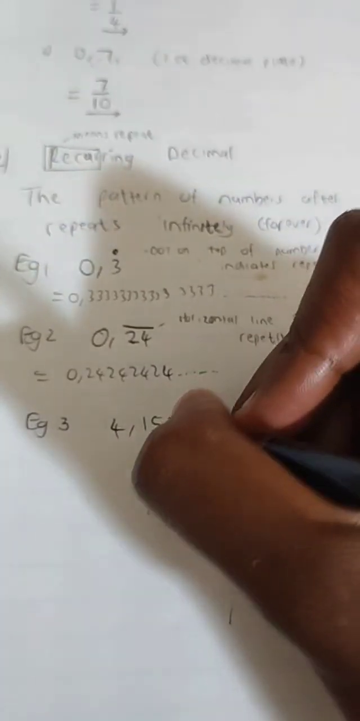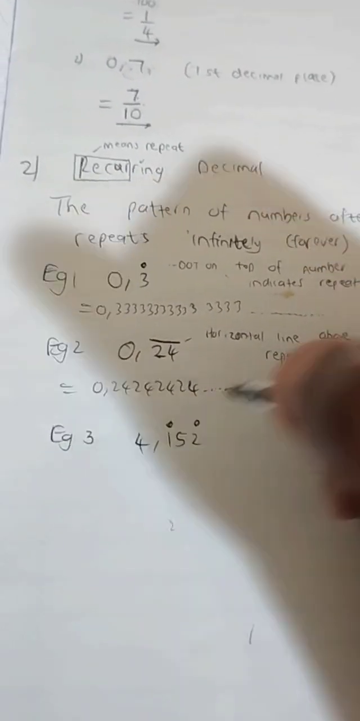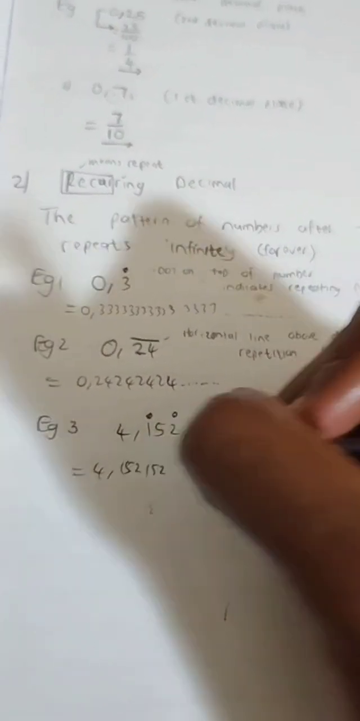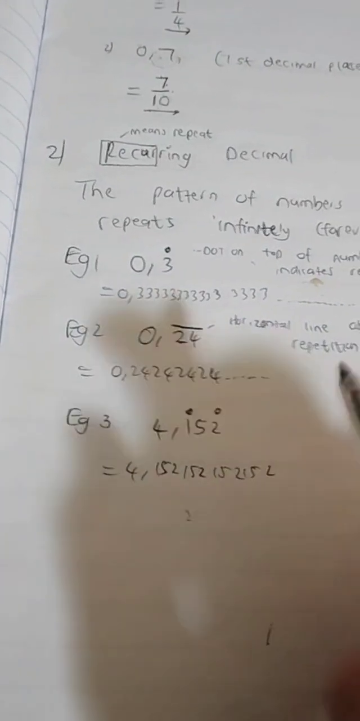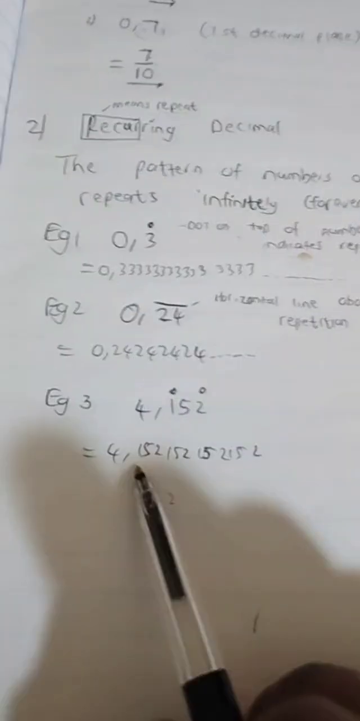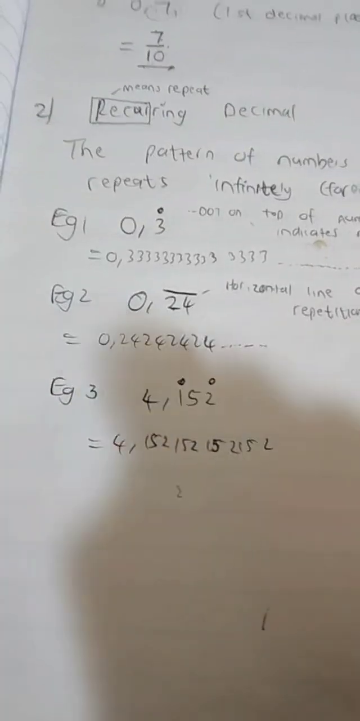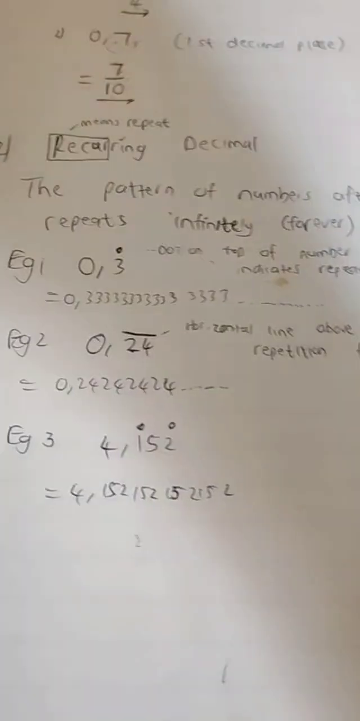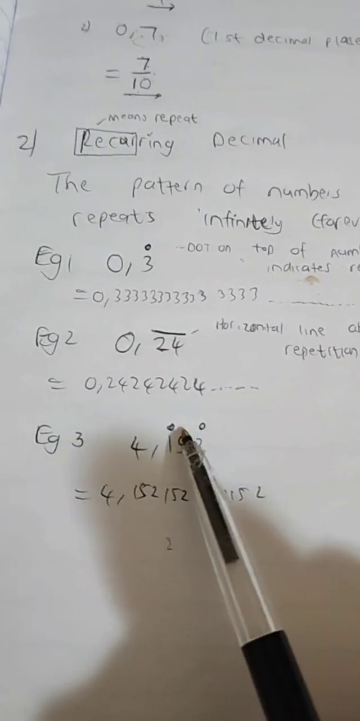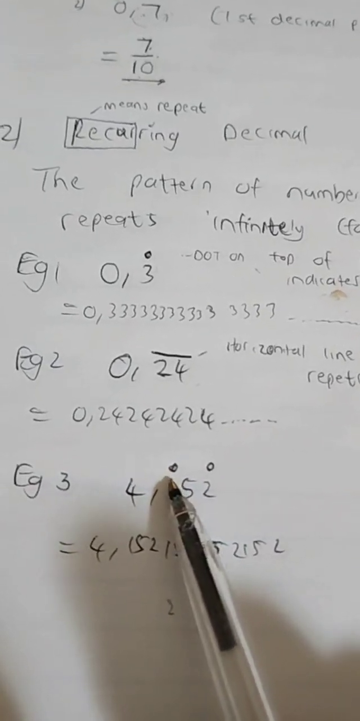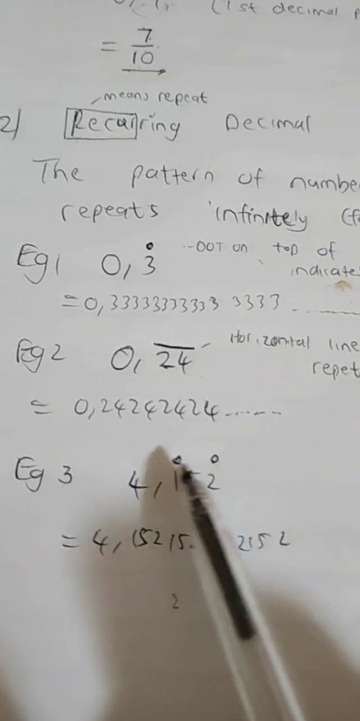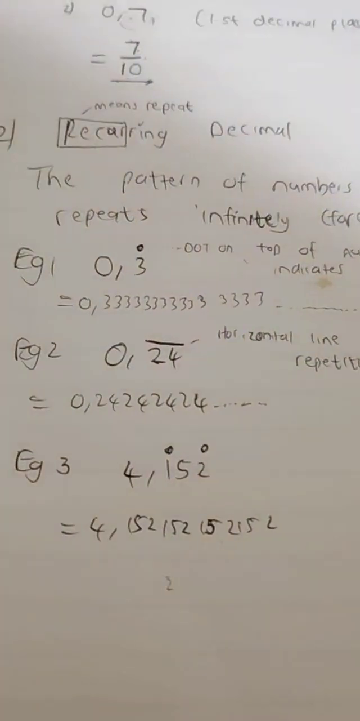For instance, look at this one, 4.152. You put a dot here, you put a dot there, and you leave the middle number undotted. This basically means that this pattern of 152 repeats: 4.152, 152, 152, 152, a pattern of numbers that repeat infinitely. So that's important as well. You know what it means when they say recurring decimals for digits whereby the first number after the comma and the last number are dotted, with three numbers. Obviously 152 is the repeating pattern of numbers.